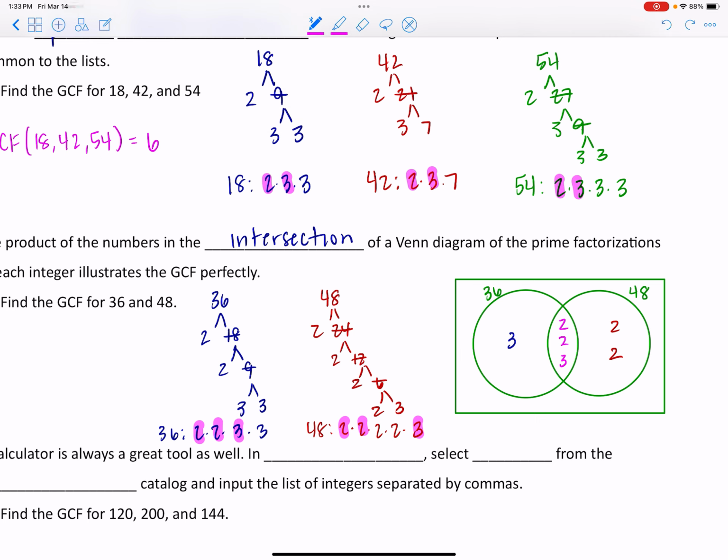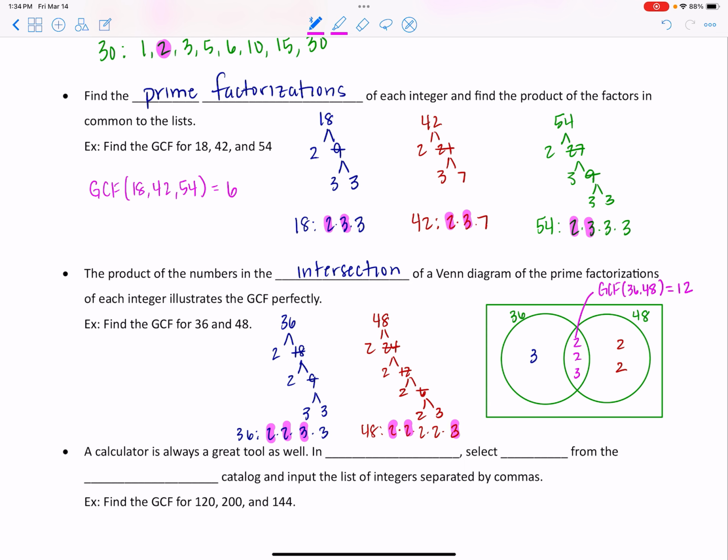So again, the GCF here for 36 and 48 is going to be 2 times 2, which is 4, and 4 times 3, which is going to make 12. 12 is the biggest number that will divide evenly into 36 and 48. Again, I'm not going to probably make a Venn diagram myself to find the GCF because I can see in my prime factorizations I've already got the answer the same way I did in that previous problem. But it's just another way to illustrate it, and sometimes those visual illustrations are super helpful for our students.